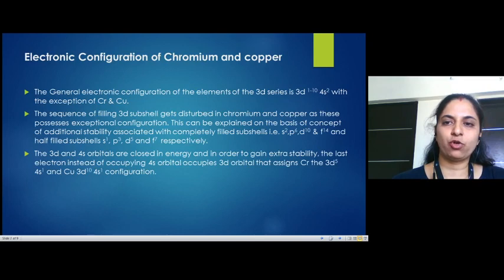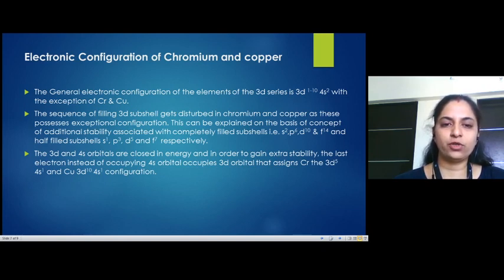Electronic configuration of chromium and copper. The general electronic configuration of the elements of the 3d series is 3d1 to 10 4s2, with the exception of chromium and copper. The sequence of filling the 3d subshell gets disturbed in chromium and copper as these possess exceptional configurations. This can be explained on the basis of the concept of additional stability associated with completely filled subshells, that is s2, p6, d10 and f14, and half-filled subshells s1, p3, d5 and f7 respectively.